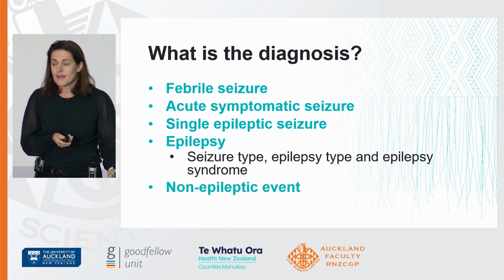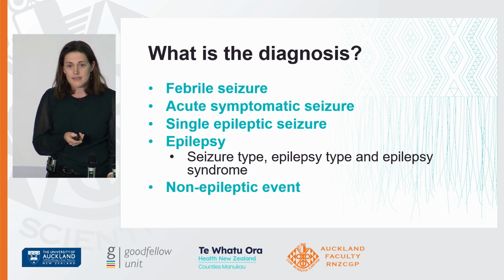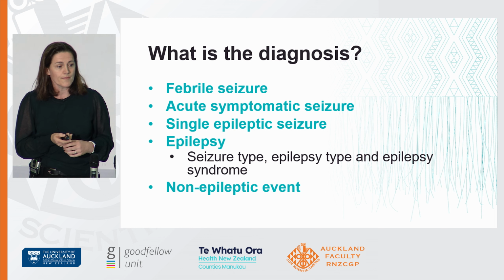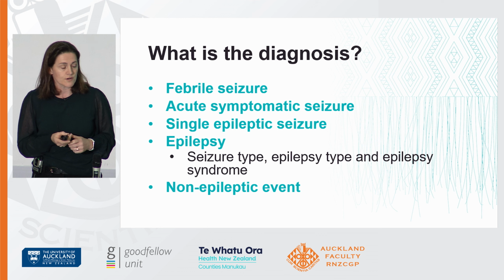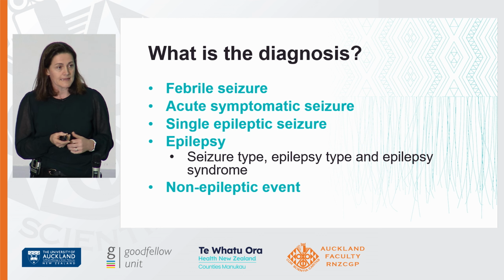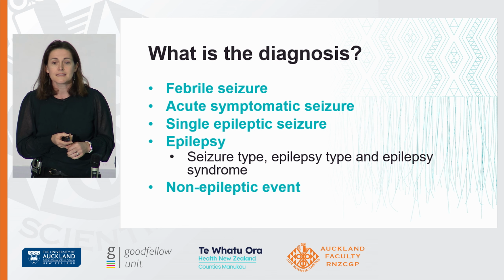Hopefully with that history and investigations, you're coming to a formulation in your own mind about the diagnosis. Was this a febrile seizure? Sue's going to talk about febrile seizures next. Is this an acute symptomatic seizure? Is this a single epileptic seizure? Can you make a diagnosis of epilepsy based on the seizure type, the epilepsy type? Can you make an epilepsy syndromic diagnosis? Or was this a non-epileptic event?